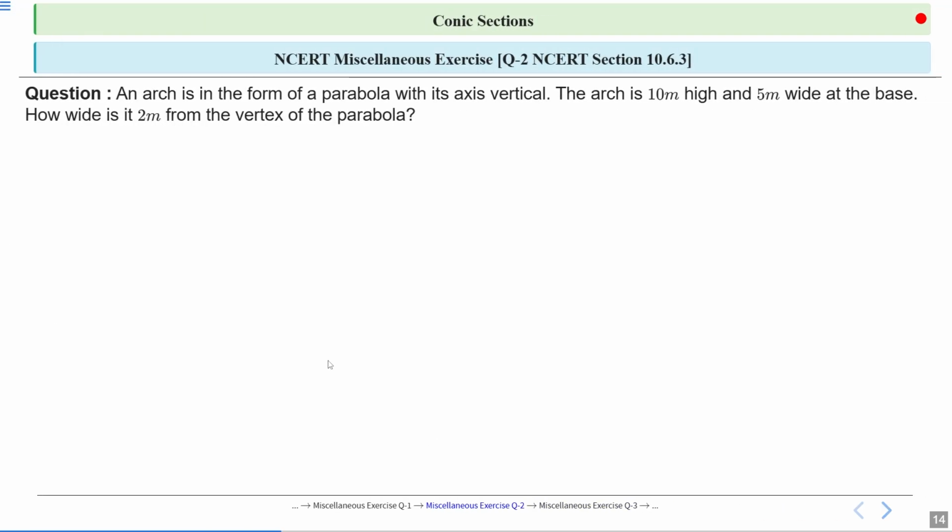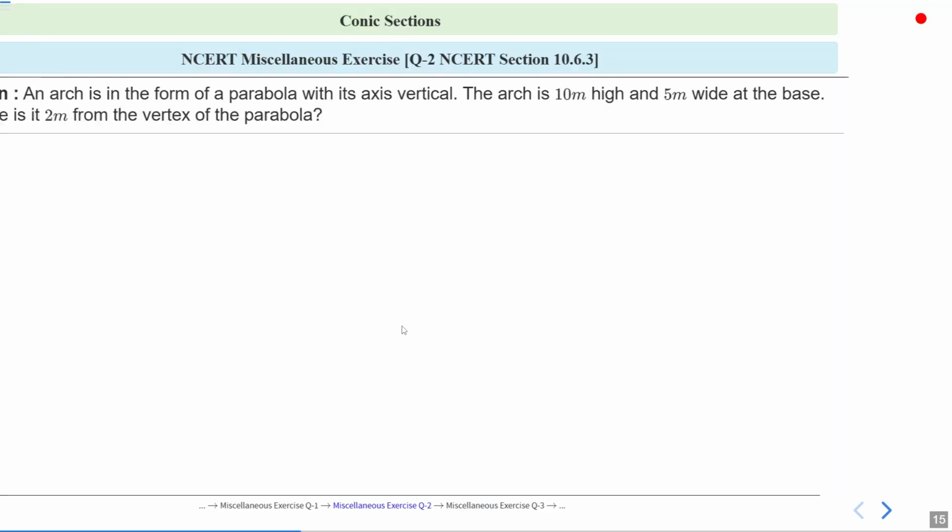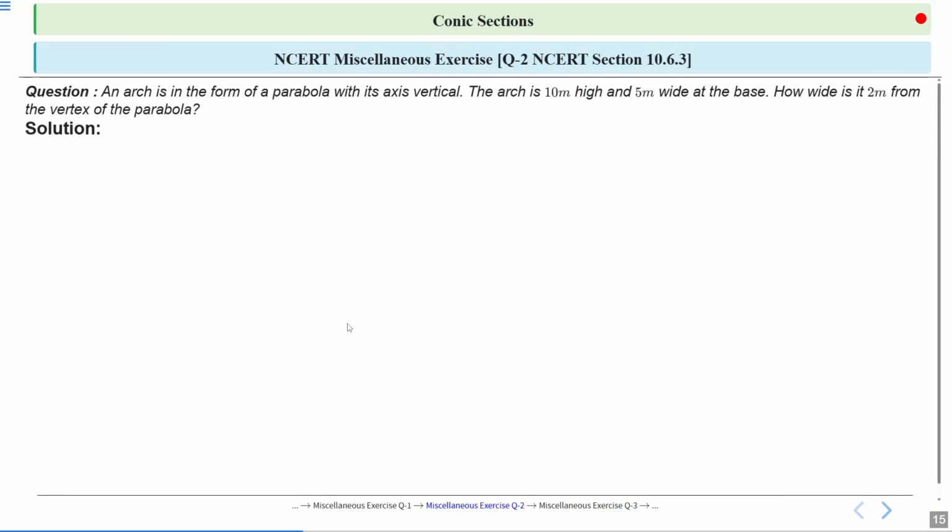In this question, we have an arch in the form of a parabola with its axis vertical. The arch is 10 meter high and 5 meter wide at the base. So how wide is it 2 meter from the vertex of the parabola? So students, first of all, think about this. How would you approach this question? We are asked how wide it is 2 meter from the vertex of the parabola. So let's solve this question step by step.